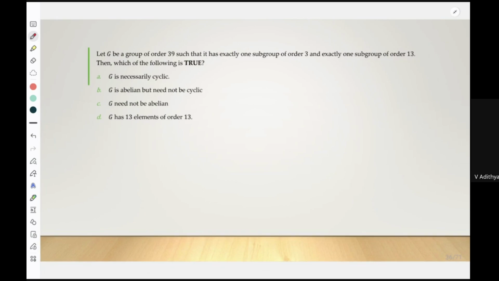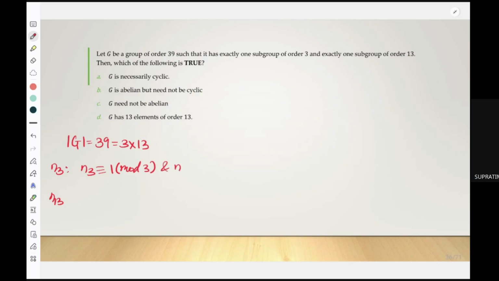Let G be a group of order 39 such that it has exactly one subgroup of order 3 and exactly one subgroup of order 13. Then which of the following is true? So what are we given? Order of G is 39, which is again 3 times 13. Again, we'll try to use the Sylow theorems. N3 is the number of 3-Sylow subgroups. N13 is the number of 13-Sylow subgroups. We have N13 is 3, which is congruent to 1 mod 3.